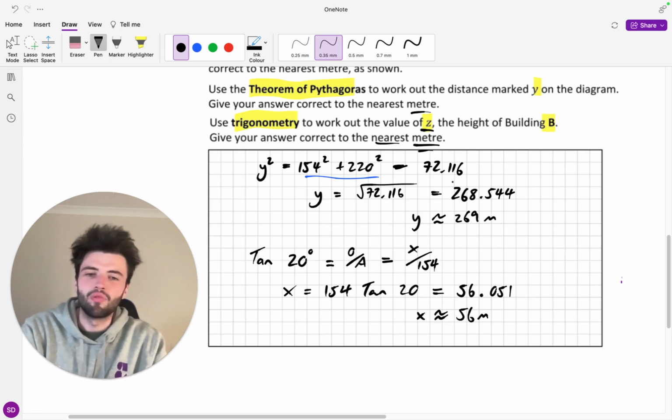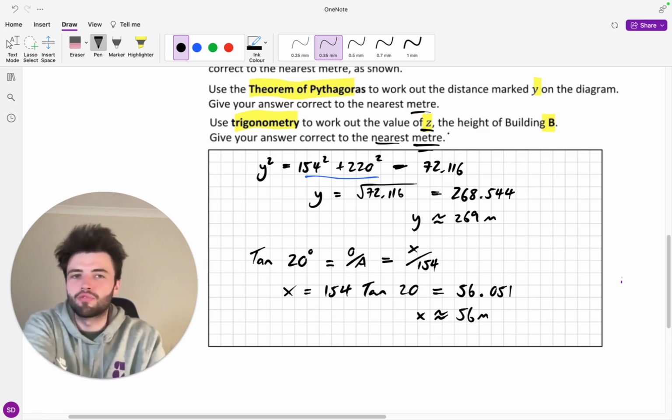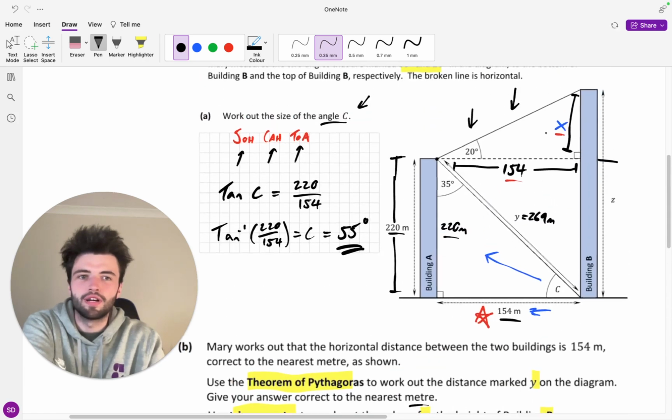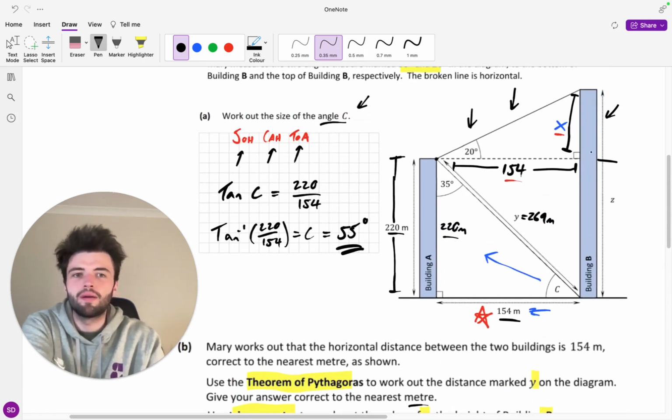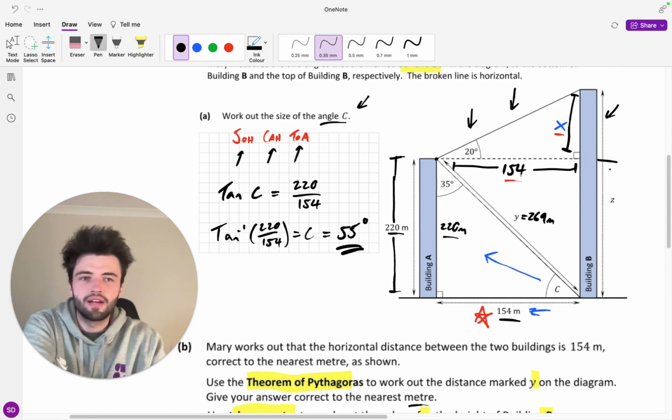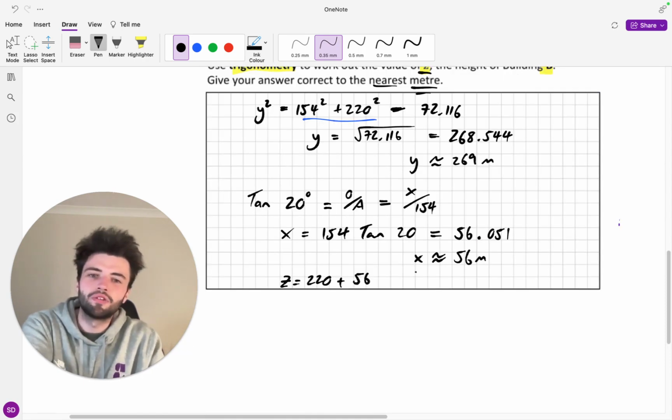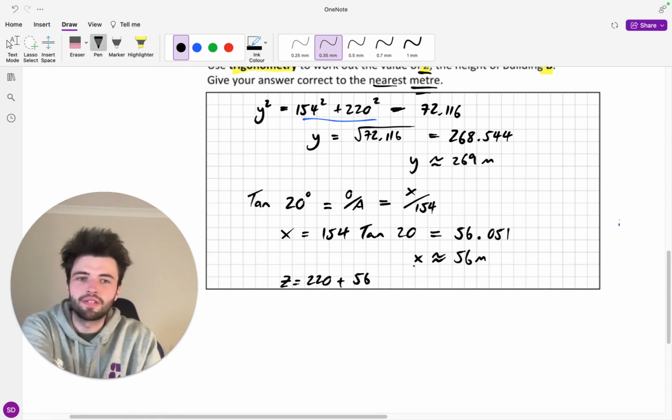And so we're almost done here now. Because we're looking for the value of z rather than x, and we found x now, which is, if we look in our diagram, this length up here, and we already have the height of the first good portion of z, which was 220. And so to find the full value of z, we can say that z is equal to 220 plus 56, and 56 is our x that we found. And so 220 plus 56 is going to be 276 meters. So that is going to be it for this question.